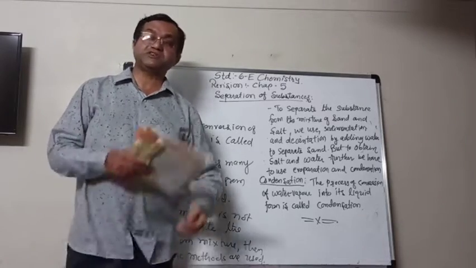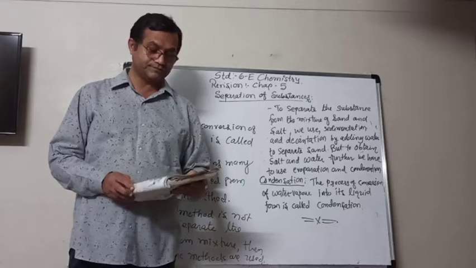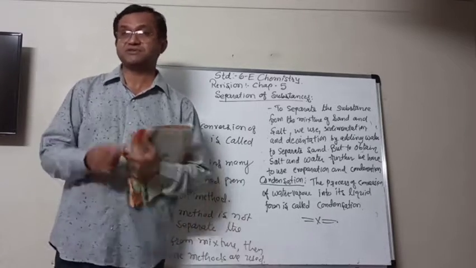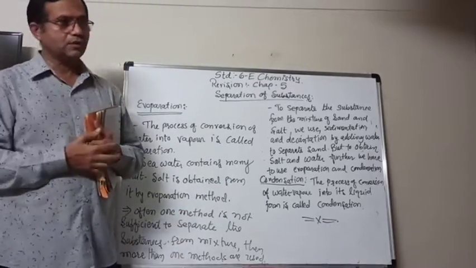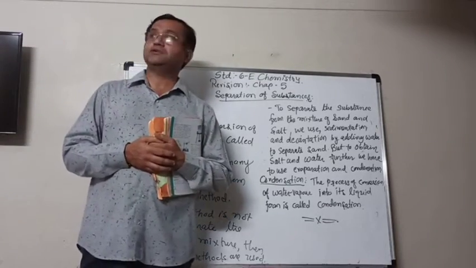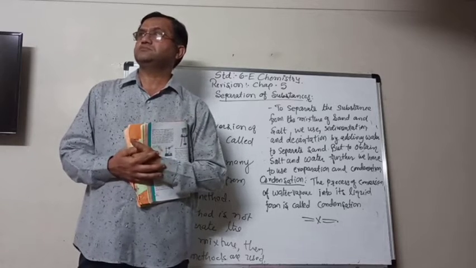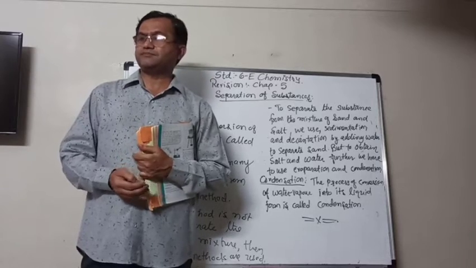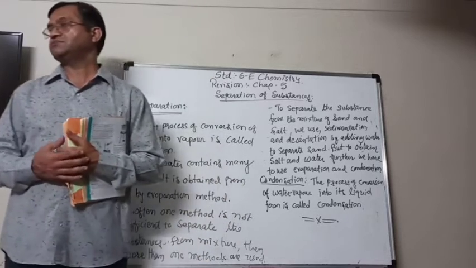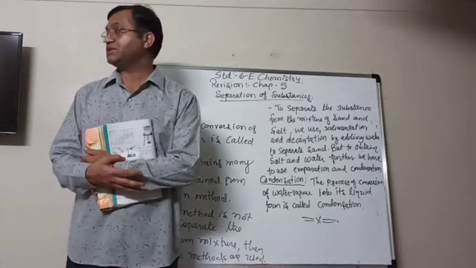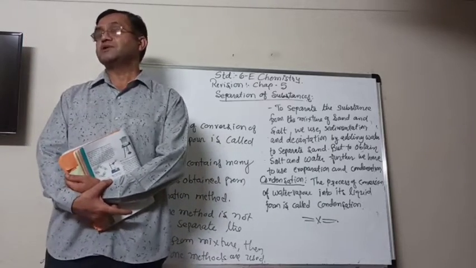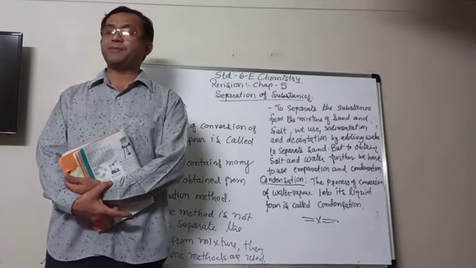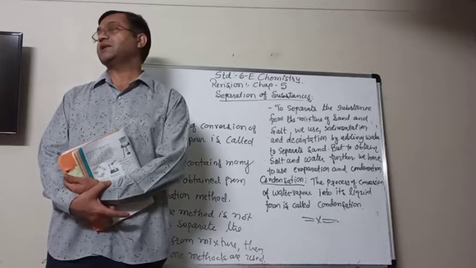Revision in the Chemistry chapter number 5, that is separation of substances. Now you are familiar with the mixtures in which some substances are mixed such that they retain their original shape and size and all the characteristics.